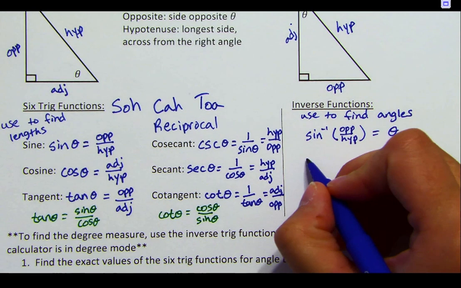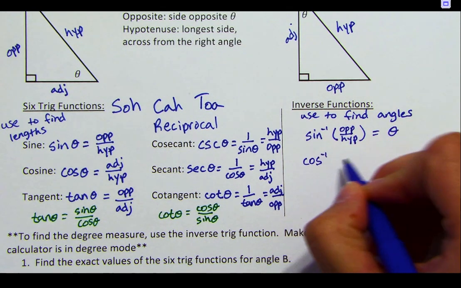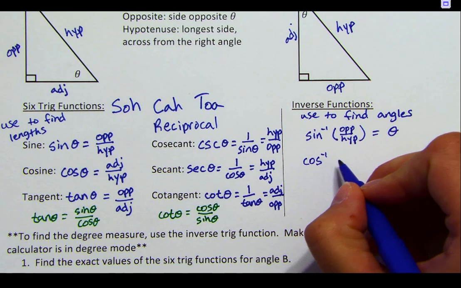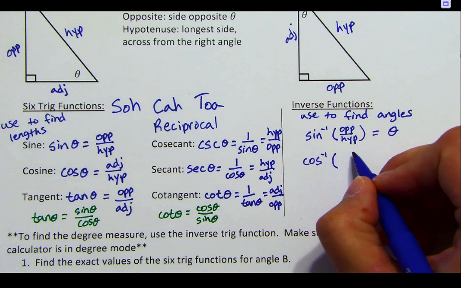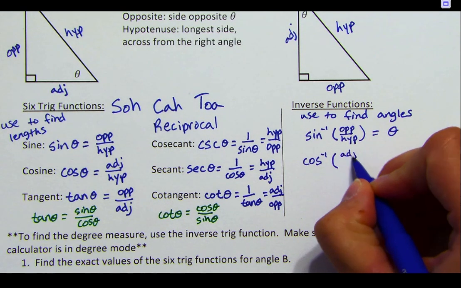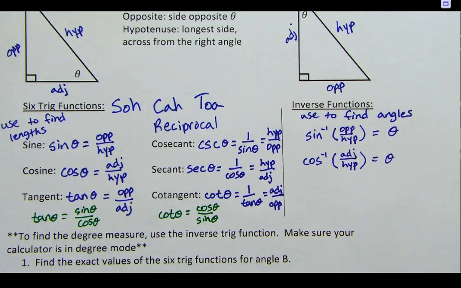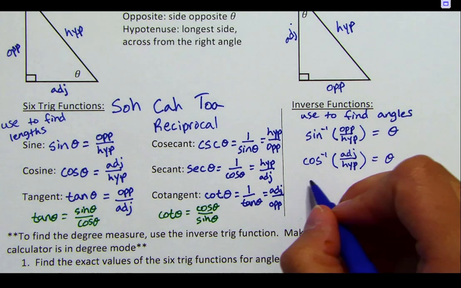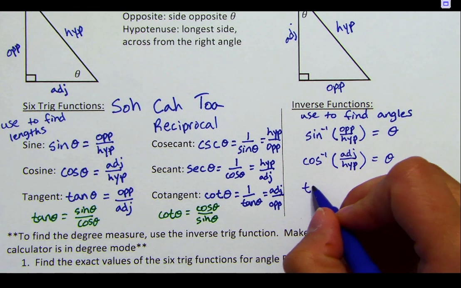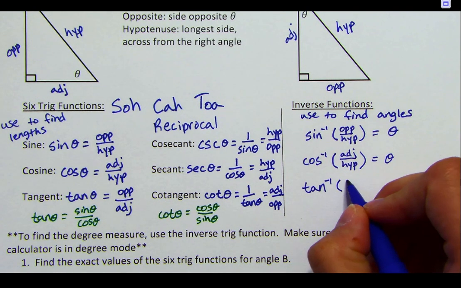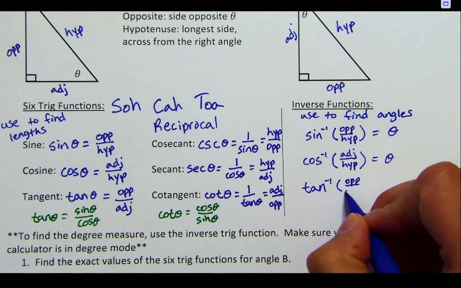And then for the cosine, so again, cosine, and then the little -1 represents inverse. So we would say this as inverse cosine. And we would use adjacent over the hypotenuse when we solve this. And then that will give us our angle. Okay. And then the last inverse one is going to be the inverse of tangent. So this will be opposite over adjacent.